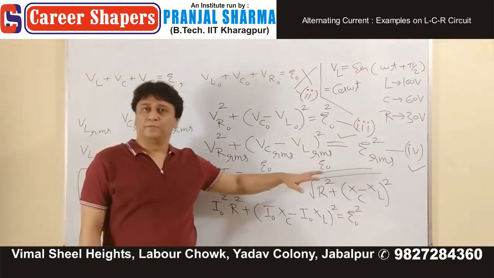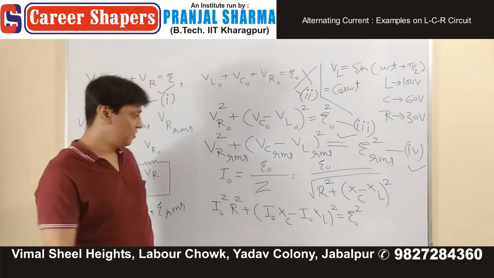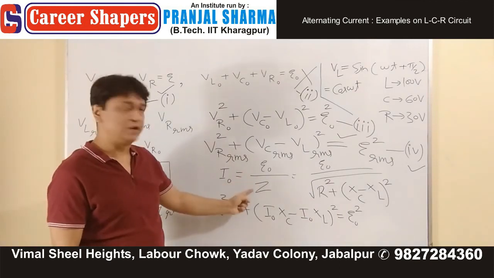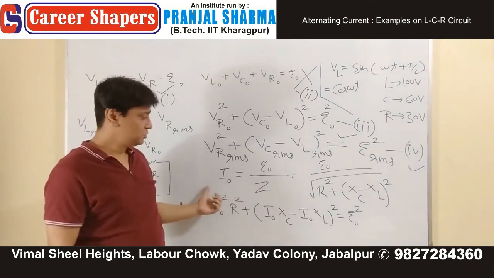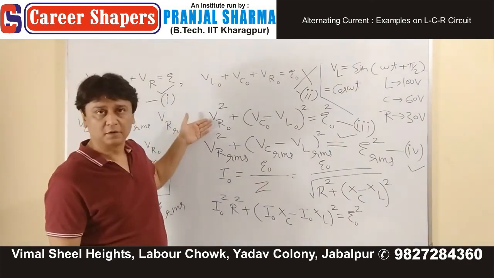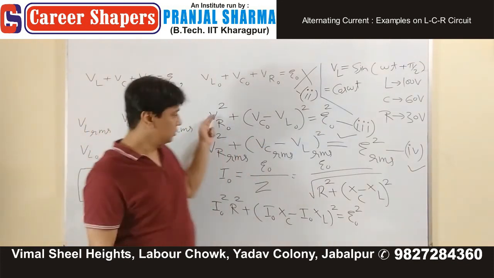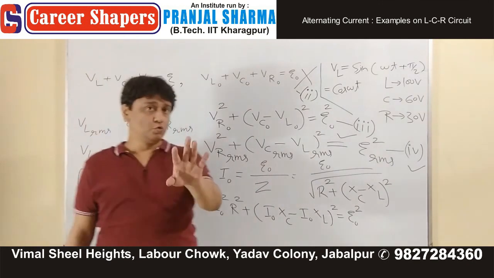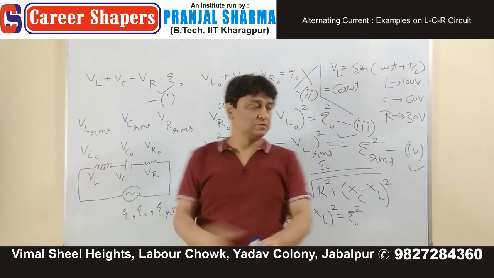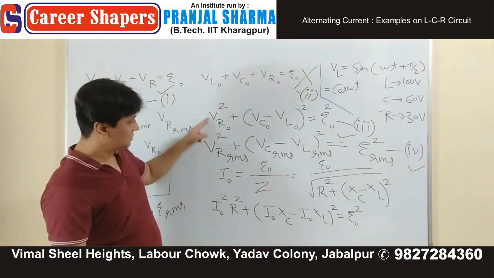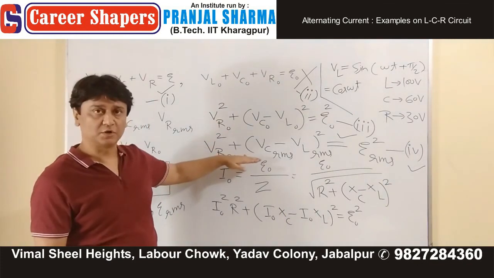Now, they're not different types of things. They all are coming from this I naught equals E naught by Z. You're simply squaring this part. Once you square this, you arrive over here. So this is the same as this, and then you multiply by root 2, you arrive at this. There are only two types of things you need to remember: the peak value relation and the RMS value relation.